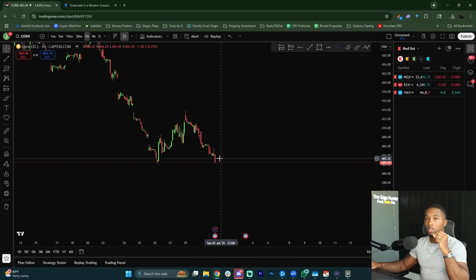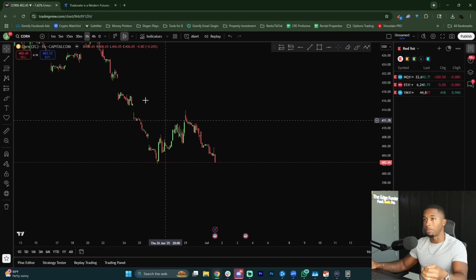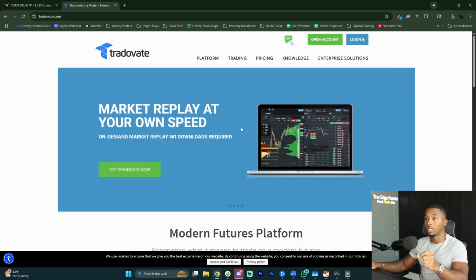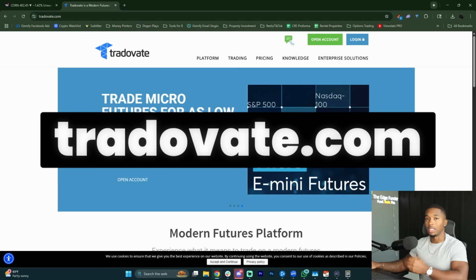We have to use what's called a broker. A broker is where you would actually deposit your money into, and that's where you'd be able to actually place a buy or actually hop into trades to make money. And the broker that I personally use and I suggest is called Tradovate. So having TradingView and Tradovate is really all you need.